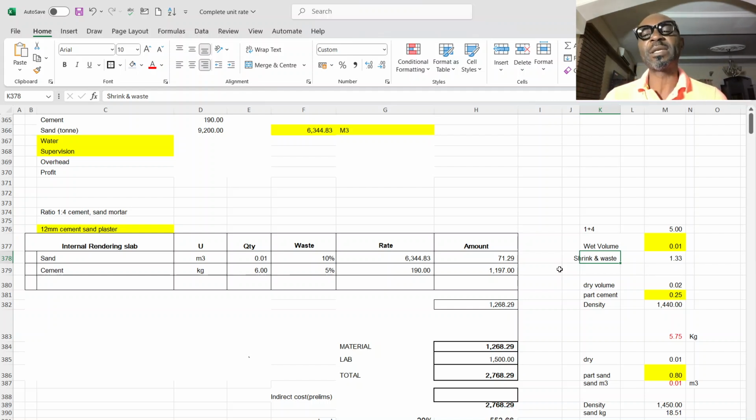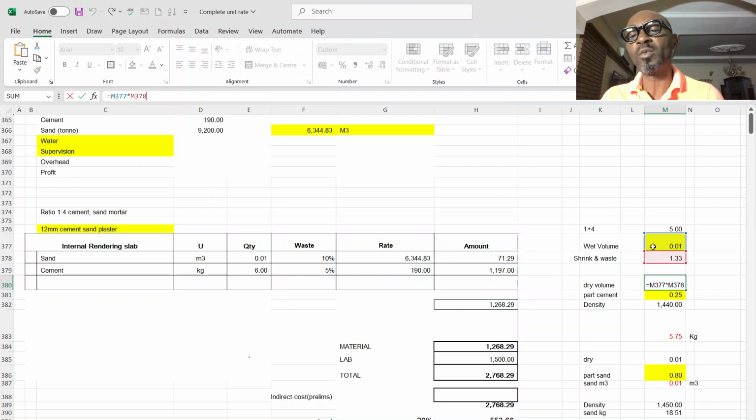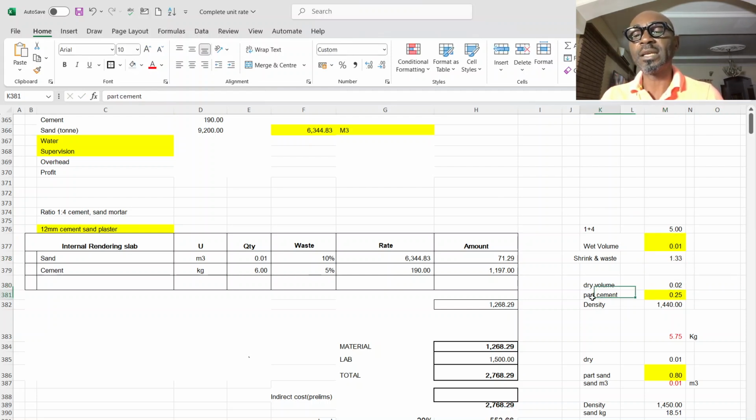So now the 33% is what you are going to add to the volume of the wet mortar to get your dry volume. And that is why you see I have a 1.33 here. If I multiply 1.33 by the wet volume, it gives me the dry volume.